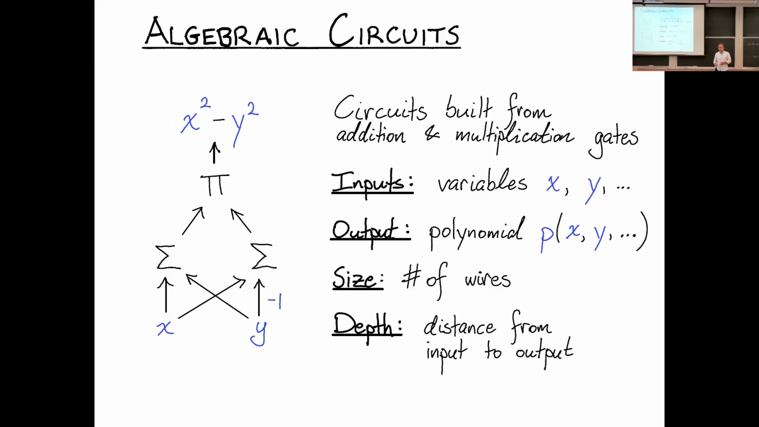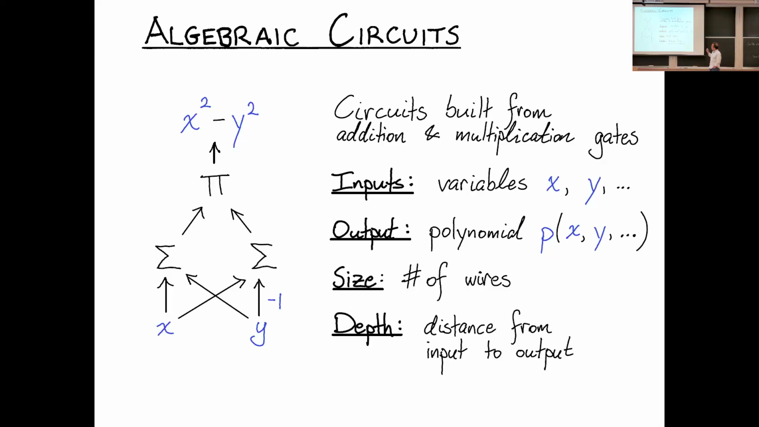What are the interesting problems here? What are our base models of computation? For us, we're going to be interested in algebraic circuits. These are a model of computation for polynomials. These are circuits built out of addition and multiplication gates, just in the same way that Boolean circuits are a model of computation for Boolean functions that are built out of and, or, and not gates. Algebraic circuits compute polynomials, and they're built from basic arithmetic operations.